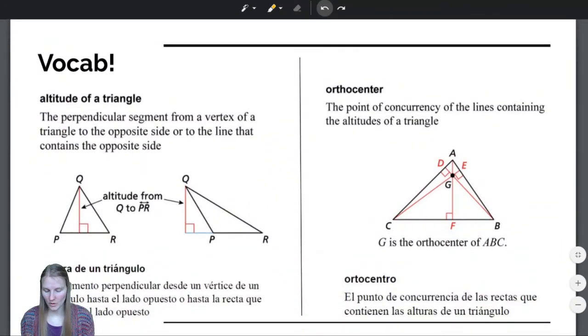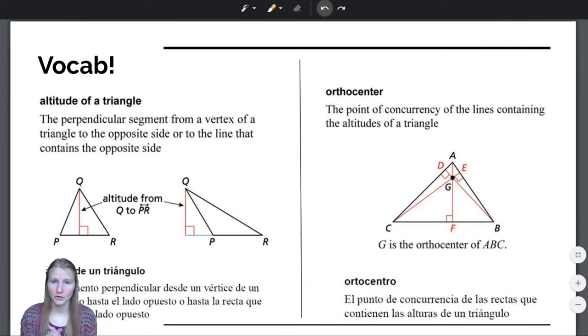Now, we are going to talk about altitudes and orthocenters, but you are not going to be required to do this for homework in my class. Depends on who your teacher is. You might have some homework problems about altitudes and orthocenters, so I want you to know about them for that reason.